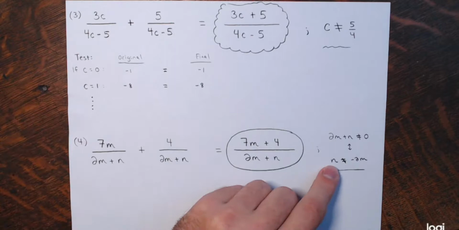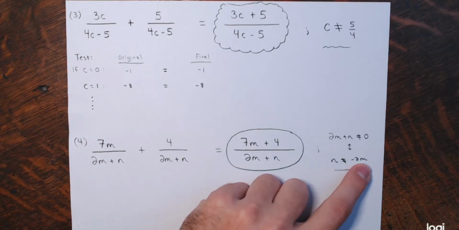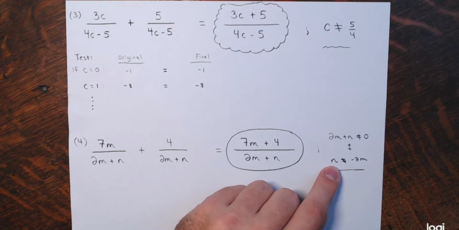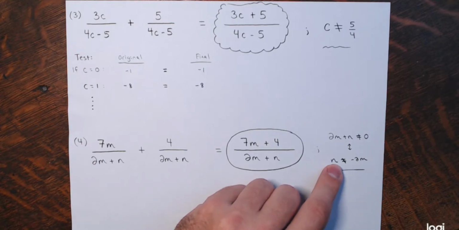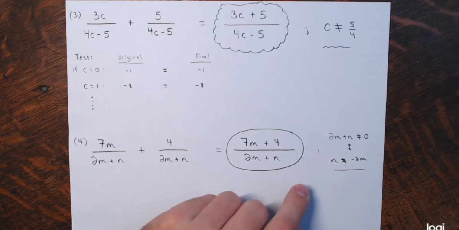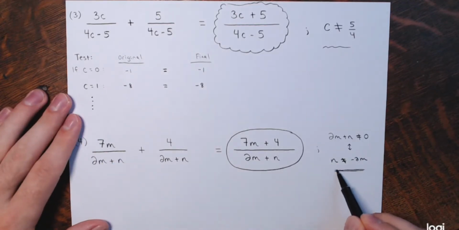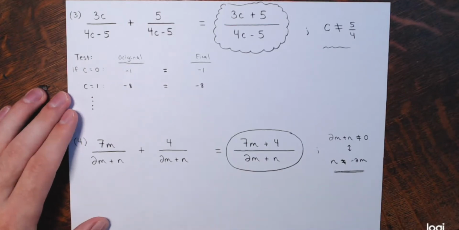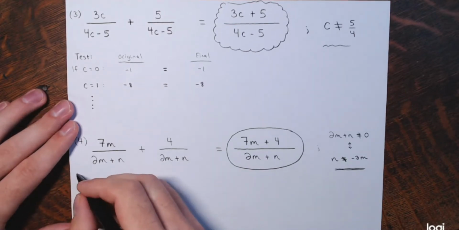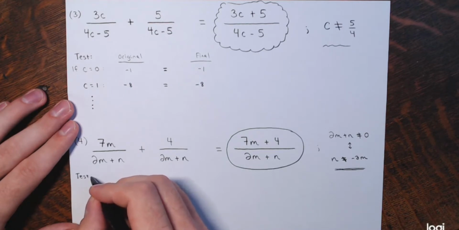All right, so there's a condition on the variables. So what that tells me is, if I replaced m with 1, I couldn't replace n with -2. If I replaced m with 3, I couldn't replace n with -6. If I replace m with 0, I can't replace n with 0, and so on. Right? As long as n is not -2m, you're fine. But if n is -2 times m, then you'll be dividing by 0, and that's bad. So again, let's test our result here.